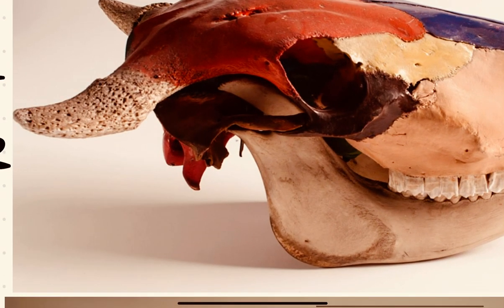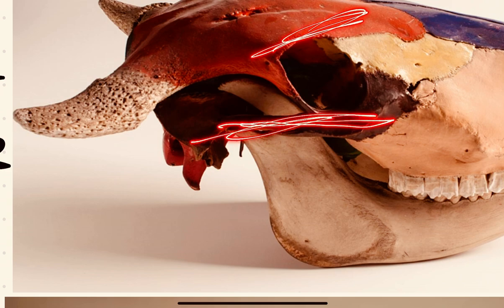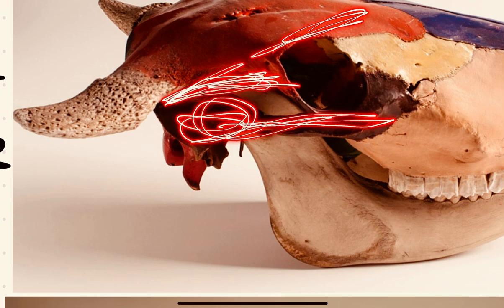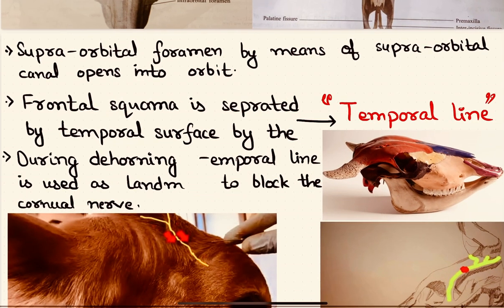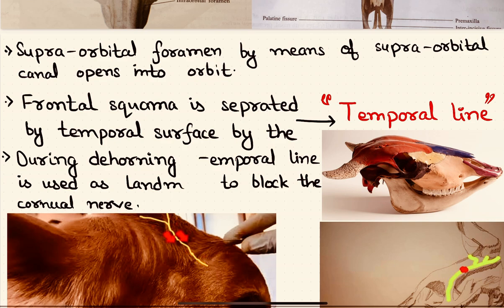See what it is saying. This is the frontal squama, and this is the temporal bone. You can see they are separated by this temporal line, and this temporal line has various significance. Firstly, what is this temporal line? It is the line which separates the frontal bone from the temporal surface. This is the temporal surface, and it is separated from the frontal squama by this temporal line.